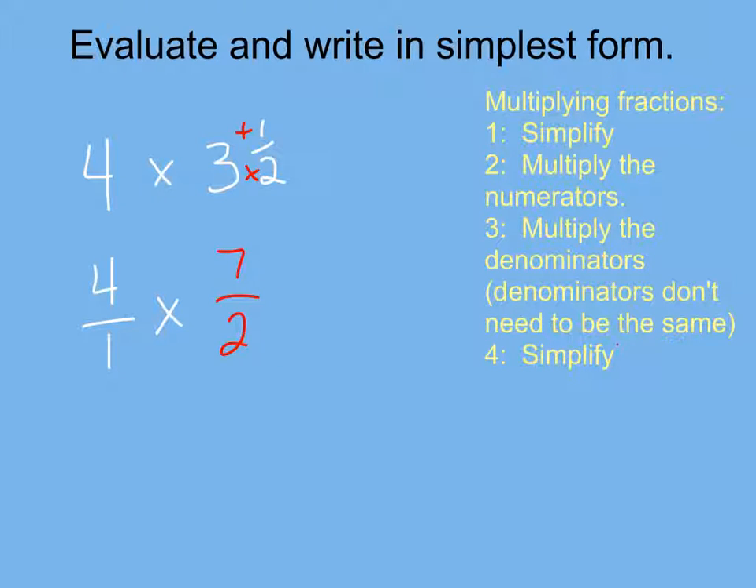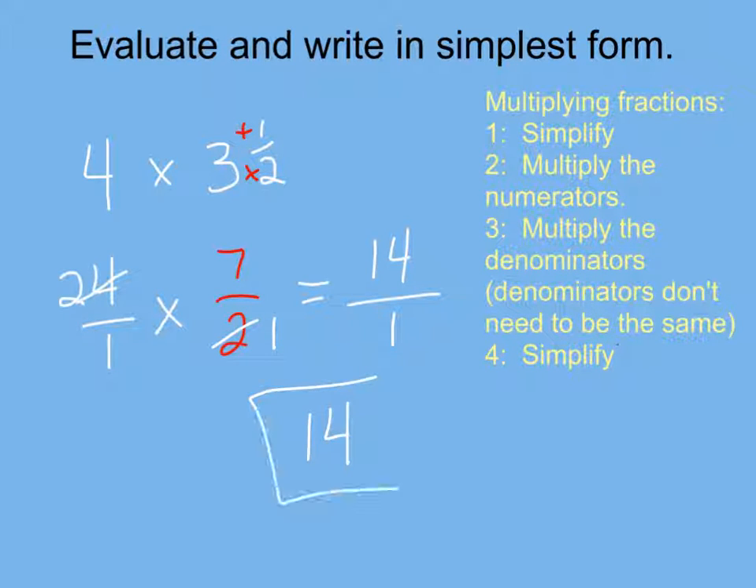And now I'm ready to multiply. So step 1 is to simplify. Okay, let's see, I have an even number and an even number. That means I can divide both of those by 2. And that would get me 1 here and 2 here. Now I don't see anything else that I can simplify here. So I'm going to take 2 times 7 is 14. And my denominators, I'm looking at 1 times 1 is 1. So I get 14 over 1, which is the same as 14 wholes. So there's your answer.